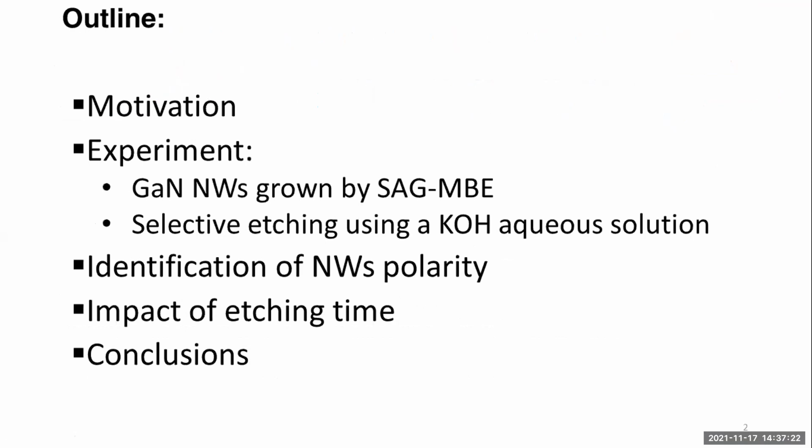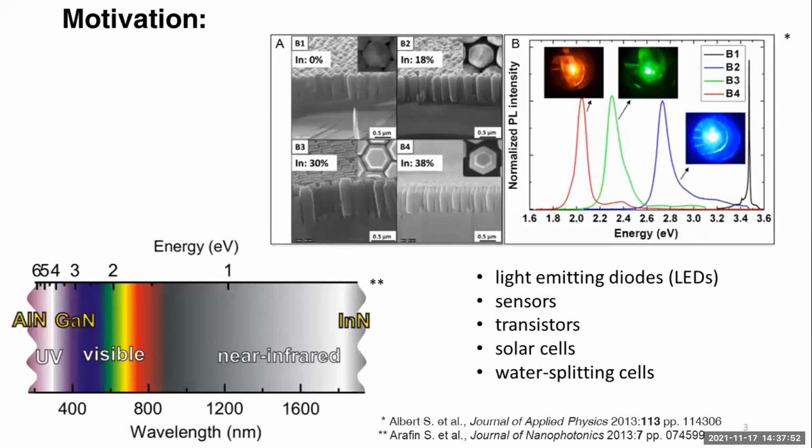In this talk, I shall first explain the motivation of the study. I shall then present the experimental part, the sample synthesis and chemical etching. Then I will concentrate my talk on identification of nanowire polarity and the impact of etching time. And finally, I shall submit the main conclusions of my work.